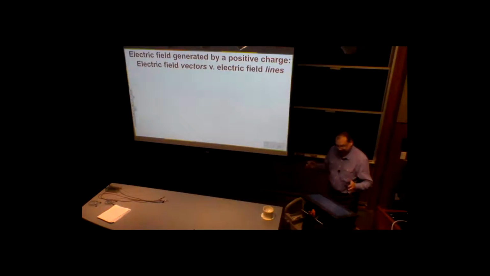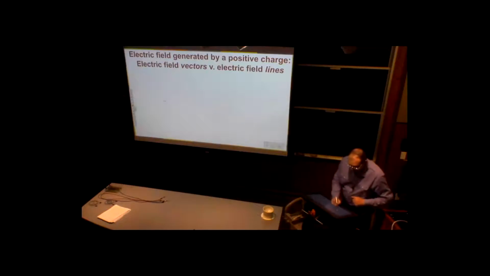Now, if we have a single positive charge and we want to draw electric field vector, we know the rule. It's an arrow which points away. Those arrows should be longer when we are closer, shorter when we are farther away from a charge. And very often, to represent the presence of electric field in a certain region, we don't draw many arrows because that takes too much time. We could have, but it takes just too much time.